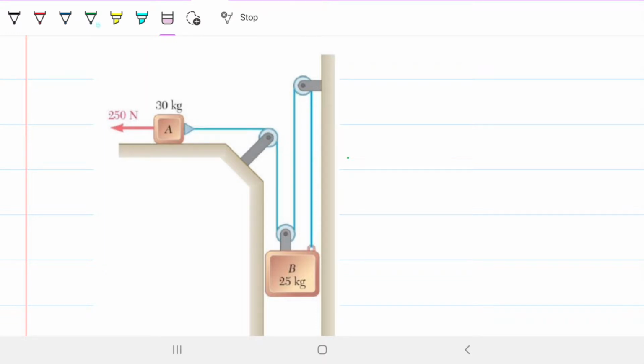Today we're looking at the same two-block pulley system setup that we've dealt with in the past, but now the new thing here is that we have this 200 Newton force to the left, and we're going to solve this with energy, looking at the energy conservation side of things.